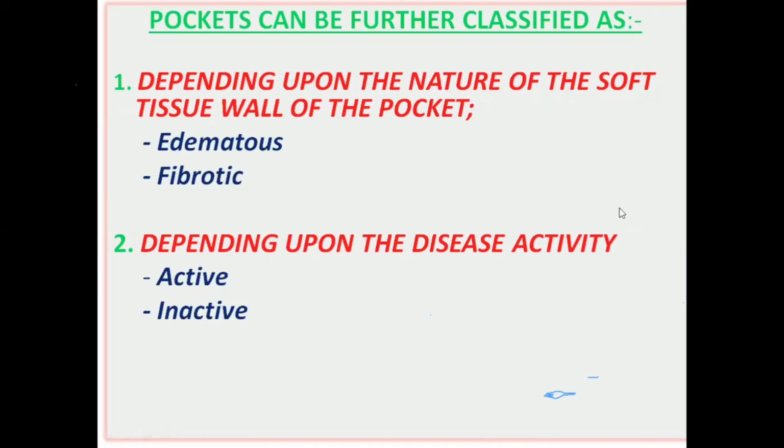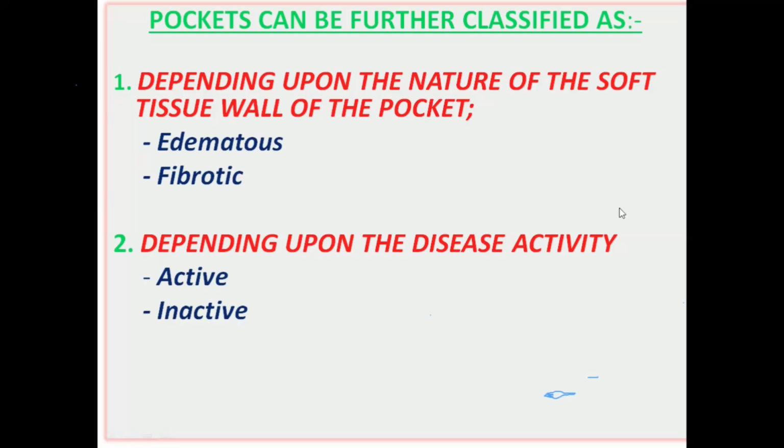As we all know, periodontal disease happens in an episodic manner. It is a continuous disease, but it occurs in bursts of activity and inactivity. Whenever there is active disease taking place, there will be formation of an edematous soft tissue wall of the pocket. But whenever there is inactivity, this soft tissue wall of the pocket will become fibrotic and will not show any signs and symptoms of inflammation.